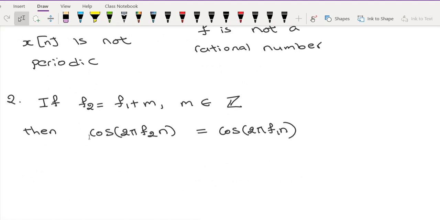Property 2. If there are two frequencies f1 and f2 such that f2 is f1 plus some integer m, then the corresponding sinusoids will be equal.